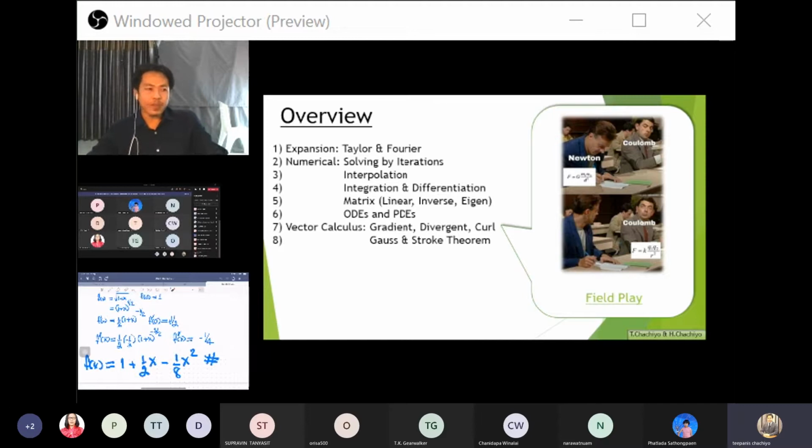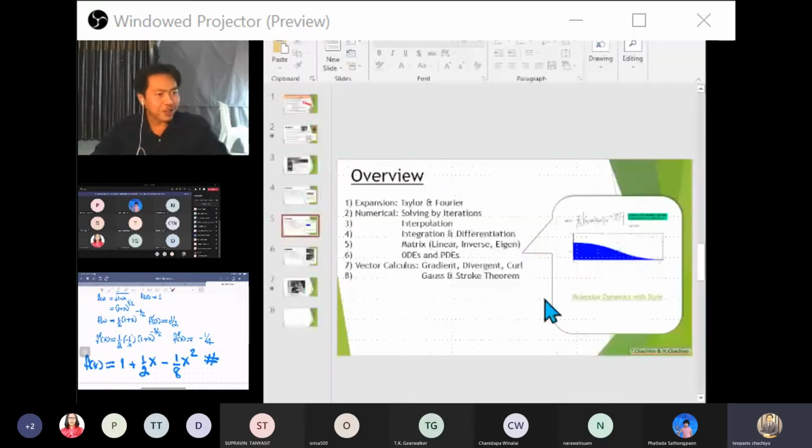Also in this lecture about vector calculus, I am trying to be as visual as possible. We will play a lot of visual effects about how we can see the vector field in space. So I have this Field Play.